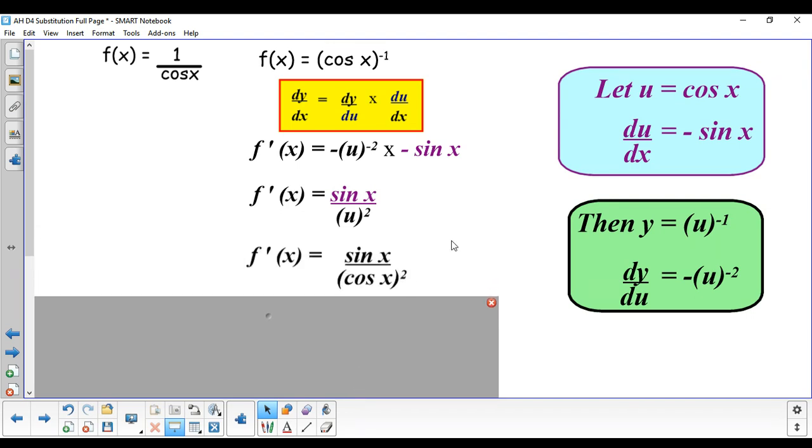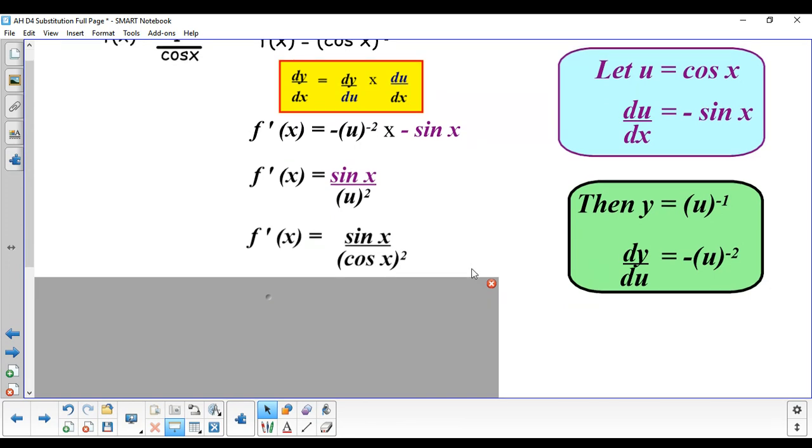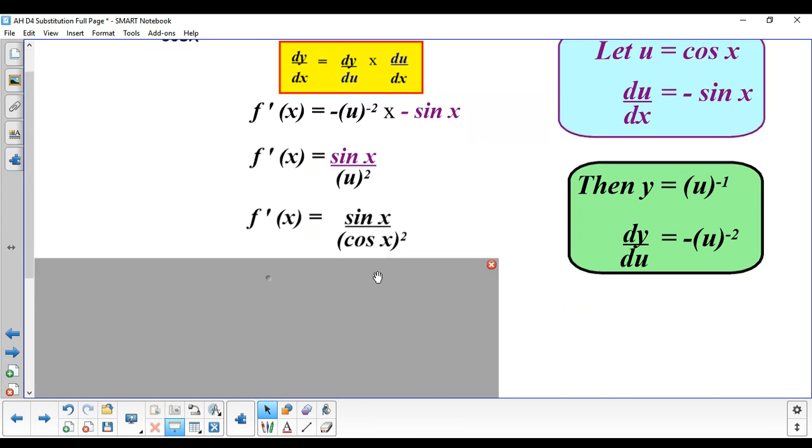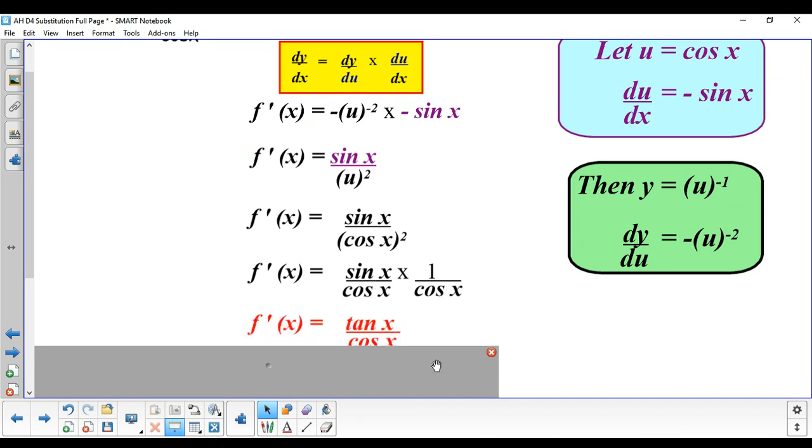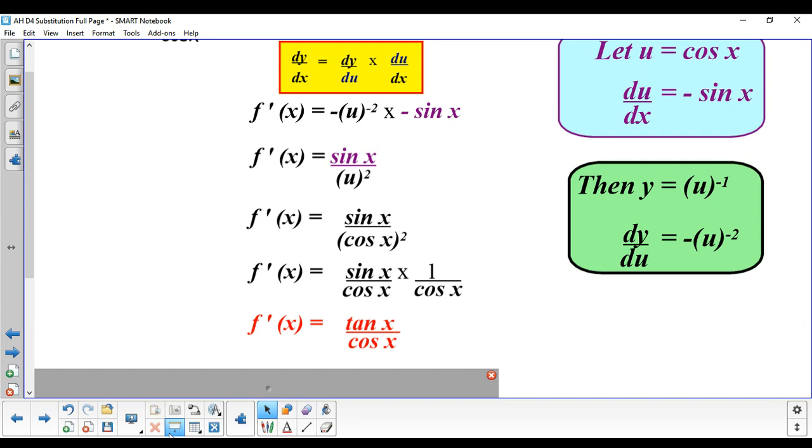Now you can do something else with this. Cos x squared means cos x times cos x. So if I split this so that it's sine x over cos x times 1 over cos x, you actually have tan x over cos x. Okay? And you'll learn other things soon too.